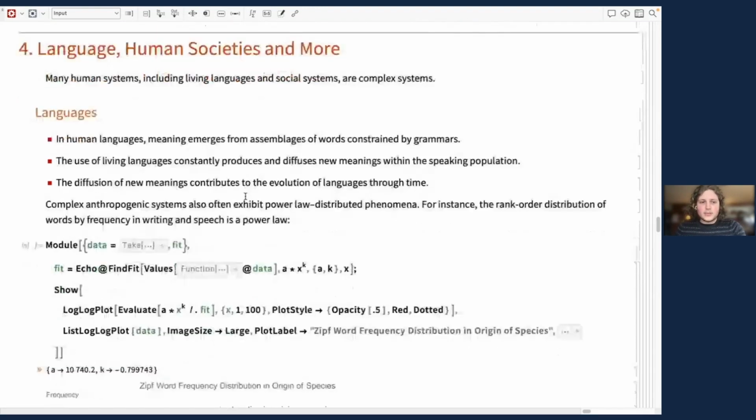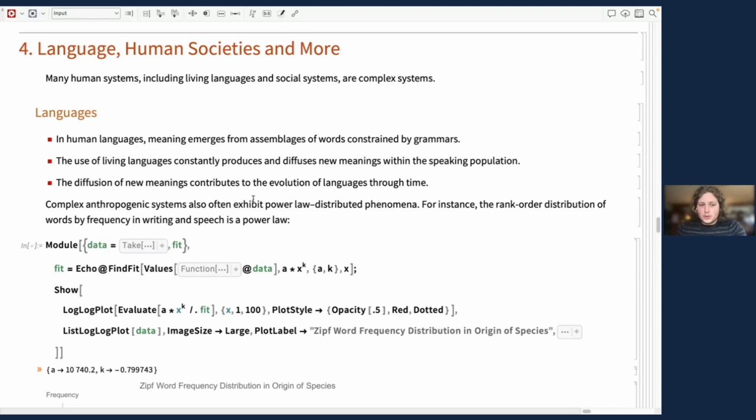In the case of languages, for example, you have meaning that is an emergent phenomenon, that meaning emerges from the assemblages of words constrained by grammars. And the use of living languages constantly produces and diffuses new meanings within the speaking population. Also, the diffusion of these new meanings contributes to the evolution of the languages through time. So there's this feedback system that is changing and evolving the language. That's built into the system and the way that it runs.